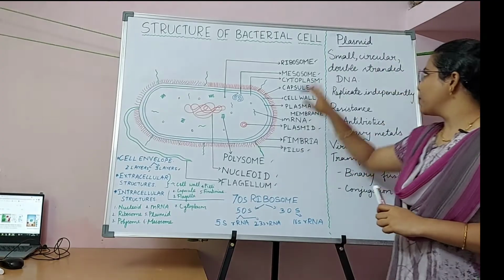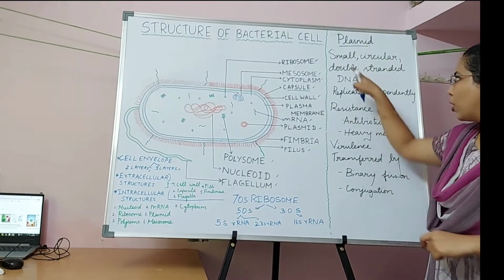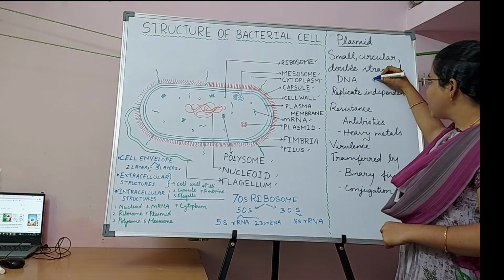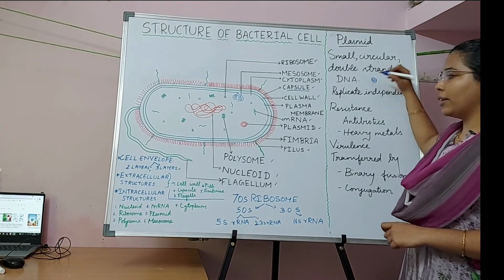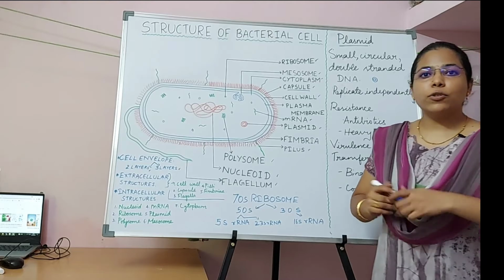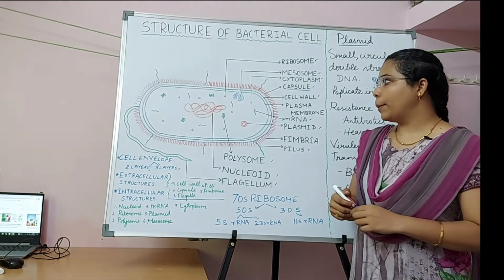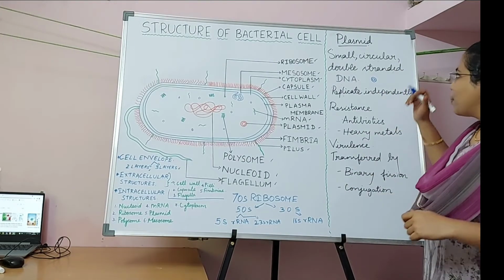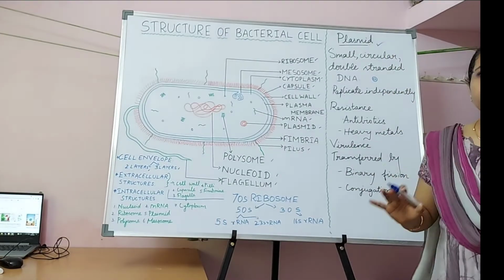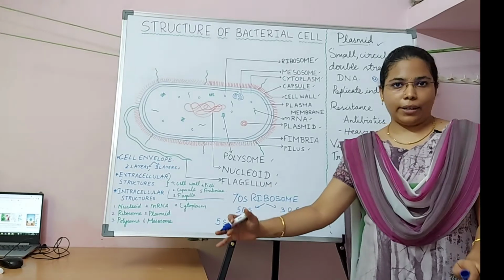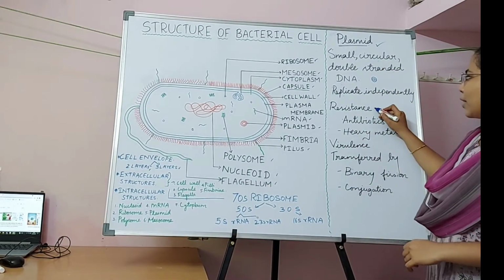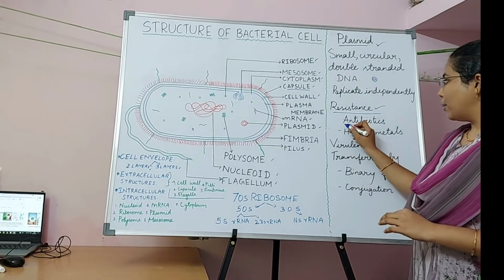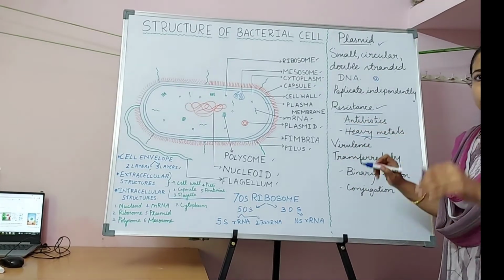And the next topic is plasmids. Plasmids are small circular double-stranded DNA. They are circular in shape and made up of double-stranded DNA. They have the capacity to replicate on their own. They do not depend on the chromosomal DNA of the bacteria for their replication. This plasmid is not involved in the normal functioning of the bacterial cell. This plasmid will give some special advantage to the bacteria like antibiotic resistance or resistance to heavy metals.